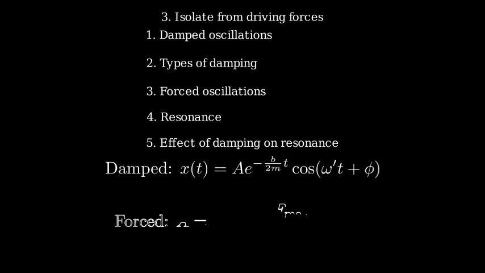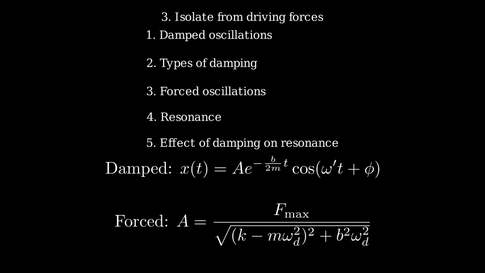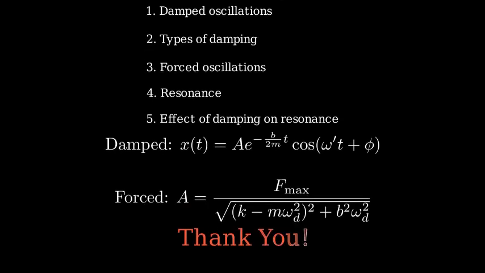The key equations to remember are: for damped oscillations, x equals A times e to the power of negative b over 2m times t, times cosine of omega prime times t plus phi. For forced oscillations, A equals F sub max divided by the square root of the quantity k minus m times omega sub d squared, squared, plus b squared times omega sub d squared. Understanding these concepts helps us analyze and design oscillating systems in physics and engineering.